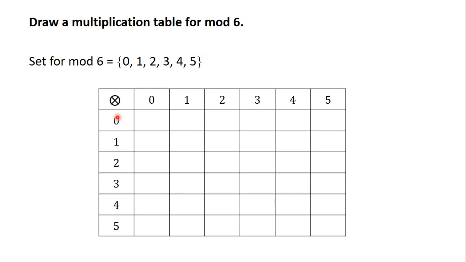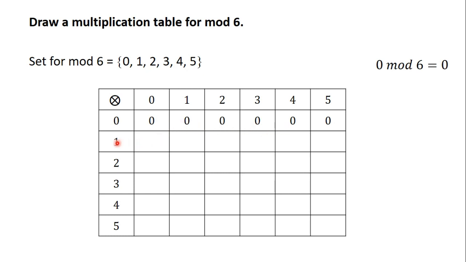The first one is 0 times 0. 0 times 0 is 0. 0 in mode 6 is 0. So we have 0 here. 0 times 1 is 0, and 0 in mode 6 is 0. 0 times 2 is 0, and 0 in mode 6 is 0. 0 times 3 is 0, and 0 in mode 6 is 0. 0 times 4 is 0, and 0 in mode 6 is 0. And 0 times 5 is 0, and 0 in mode 6 is 0. So in the first row, all the numbers are 0.